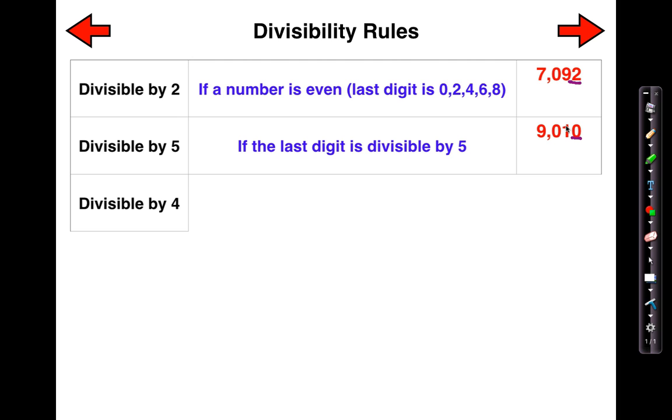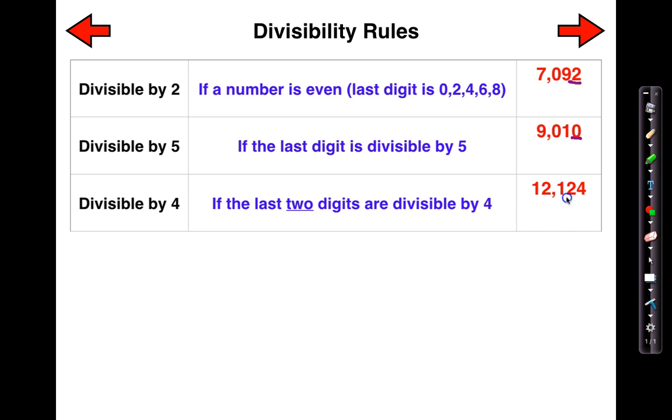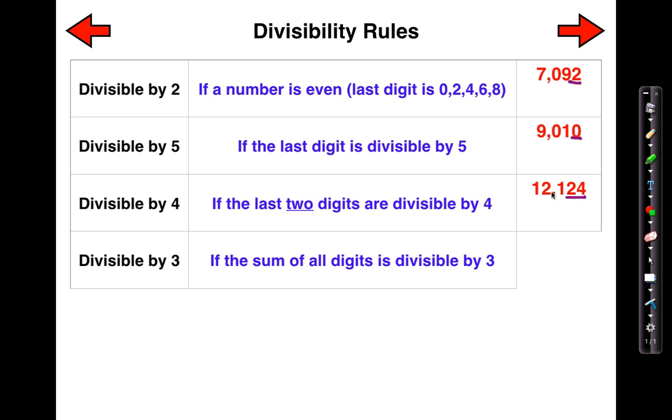A number is divisible by 4 if the last 2 digits are divisible by 4. So here, is 24 divisible by 4? The answer is yes. So this entire number is divisible by 4. Now what about 3? 3 is a cool one. It's divisible by 3 if you add all the digits, and that number is divisible by 3. So for example, if I add 1 plus 4 plus 1, that gives me 6. Is 6 divisible by 3? Yes, then this entire number is divisible by 3 as well.